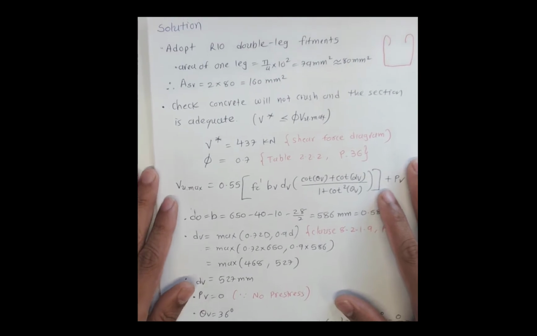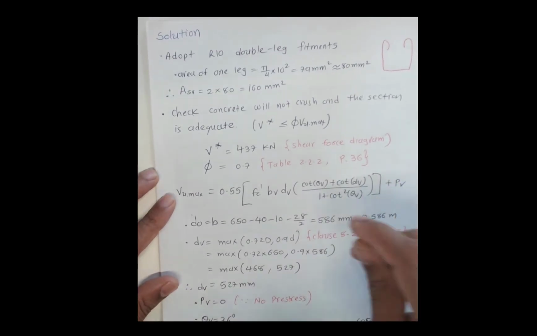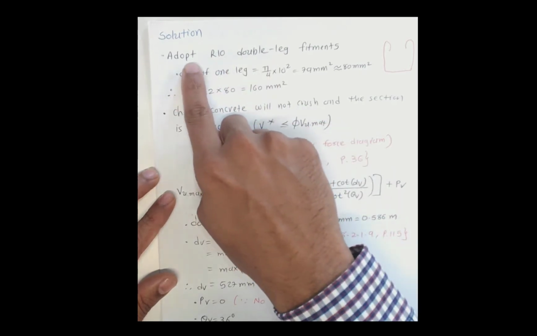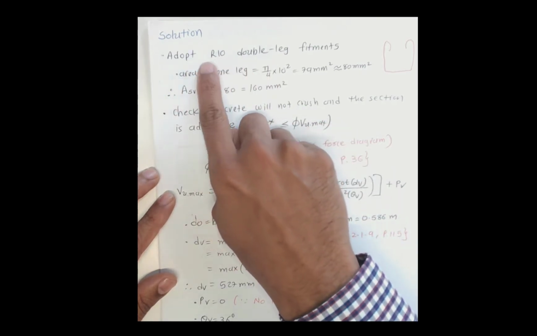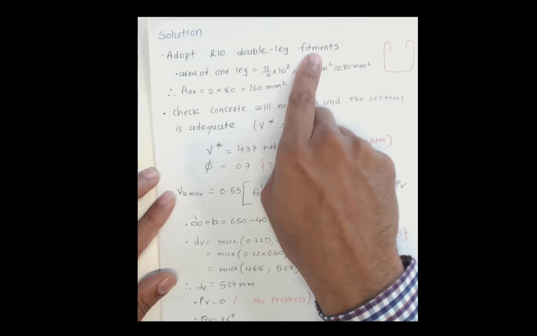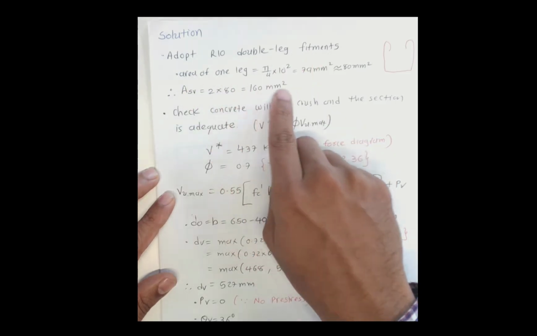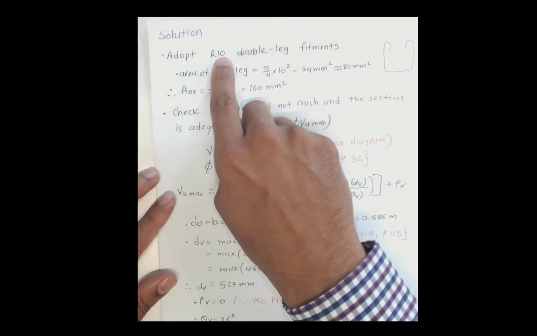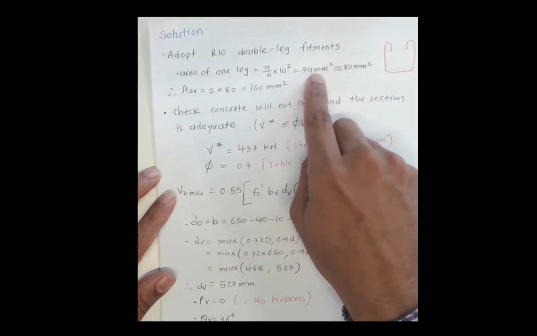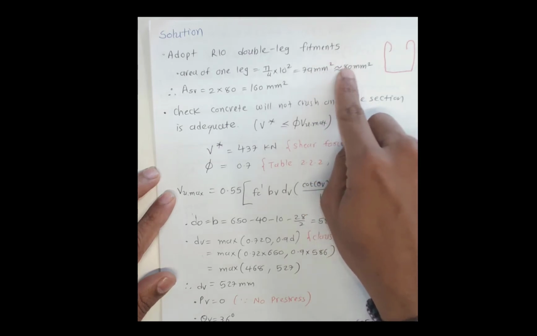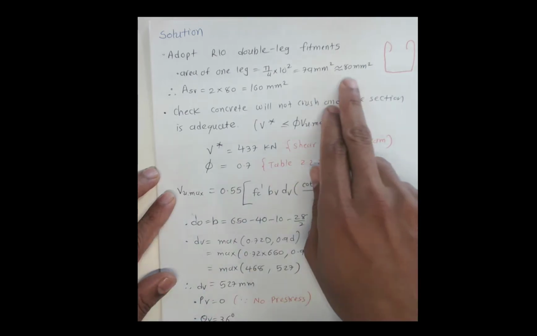Now let's do some solutions. To design this shear reinforcement, we generally start with the assumption that we take R10 stirrups. It's a double leg fitment. The area of one leg is pi by 4 times the diameter, 10, squared, which gives us 79 square millimeters, rounded off to 80 square millimeters. That is easy for us to calculate later on.